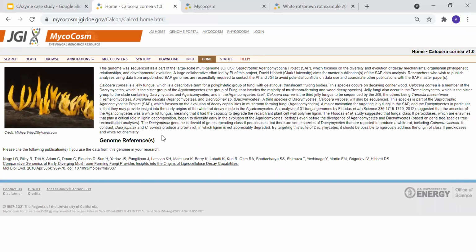So now we can see here that Cornea produces a brown rot in which lignin is not degraded. So again, what is lignin? What is brown rot? What is white rot? These are all terms that we're going to be defining very, very soon.